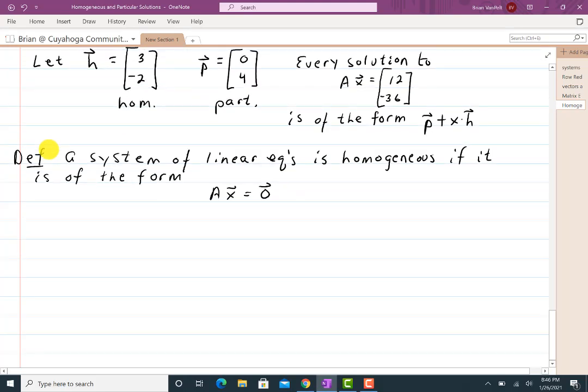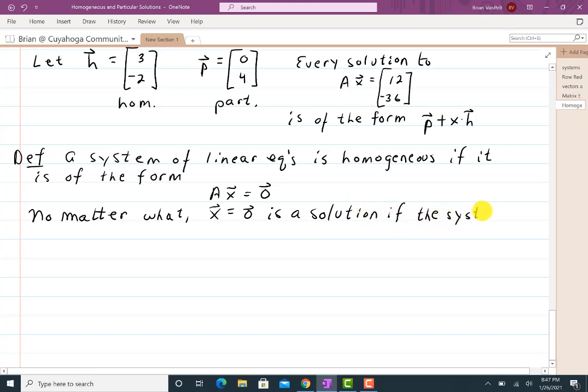One thing you should note, no matter what, X equal to 0 will be a solution. It doesn't matter if the system's consistent or not. It's automatically consistent because all I got to do is put in X as the 0 vector, then the matrix A times a 0 vector will be a 0 vector. So no matter what, you'll always have that as a solution.